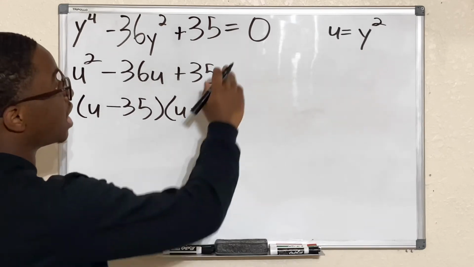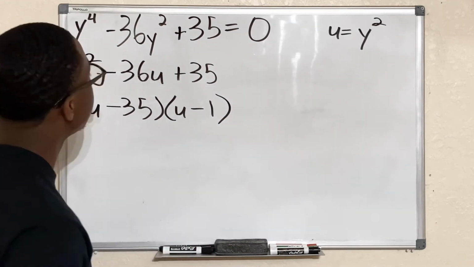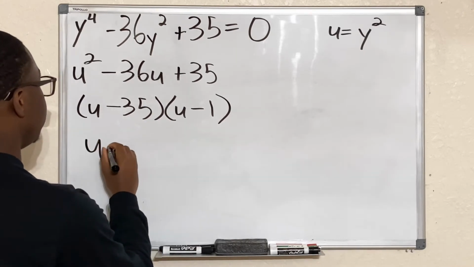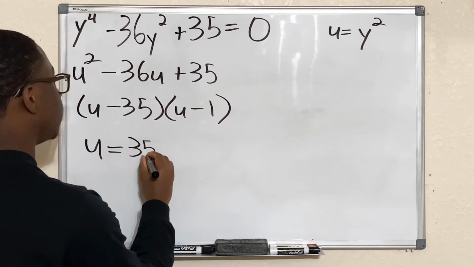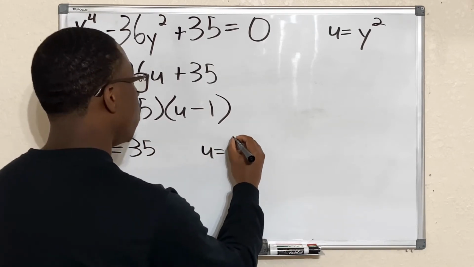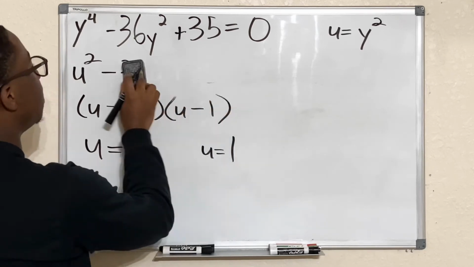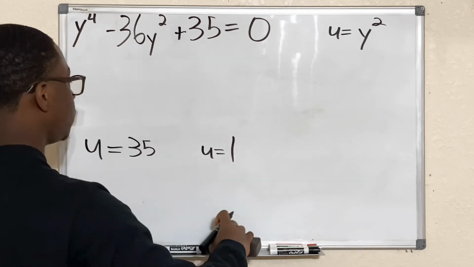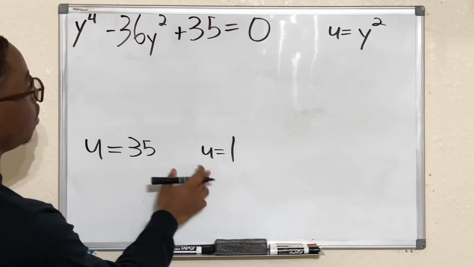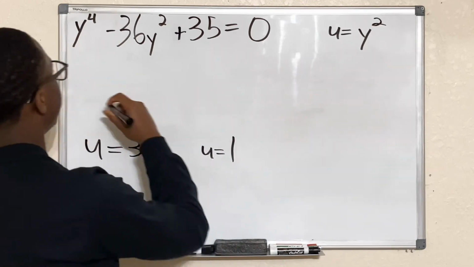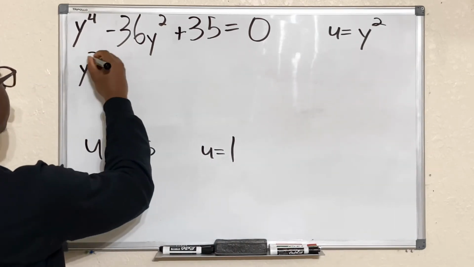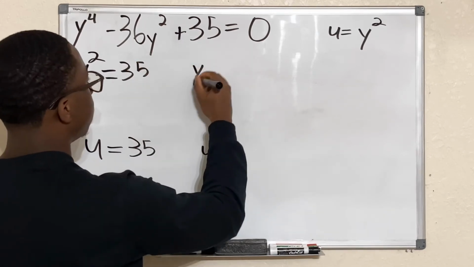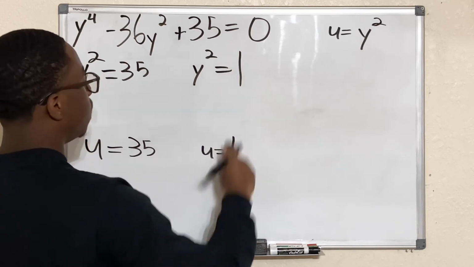But since we're being asked to solve, because everything is set equal to 0, we're looking for zeros, so we're going to go ahead and give that to them. So we're going to end up having u is equal to 35, and here u is equal to 1. Now let me erase this to give us some more space. So now that u is equal to 35 and u is equal to 1, what is u? y squared. So y squared here is equal to 35, and y squared here is equal to 1.